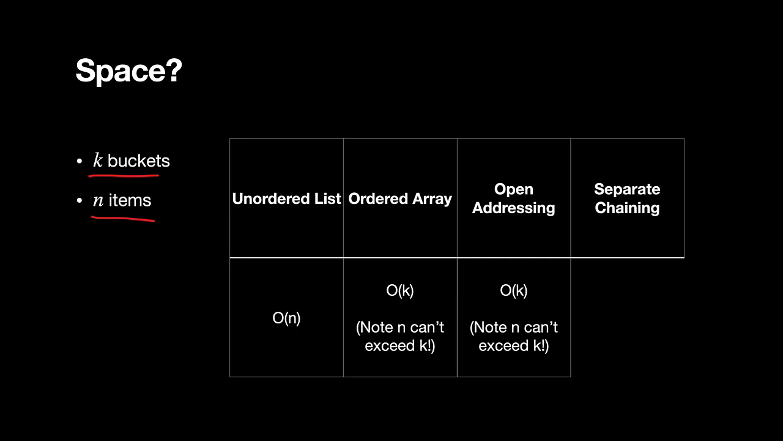Separate chaining, we actually don't have to make that assumption. We could have fewer buckets than amount of data. So we could think of it maybe more precisely as the sum of these two variables, and whichever one dominates will actually be the one that controls our space complexity.